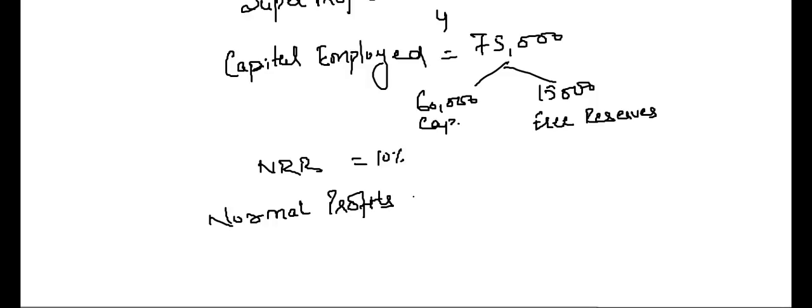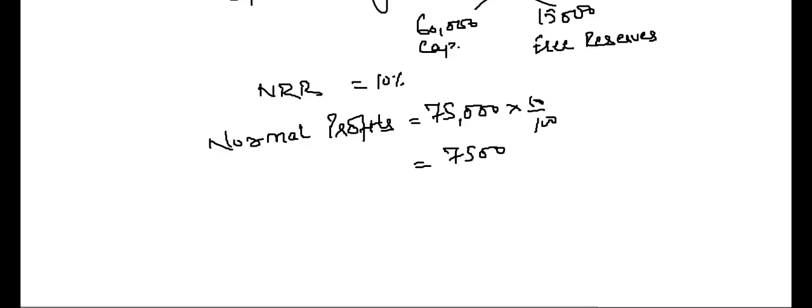Normal profits will be 75,000 into 10 divided by 100, 7,500. Right? Now, what is the formula for super profits?